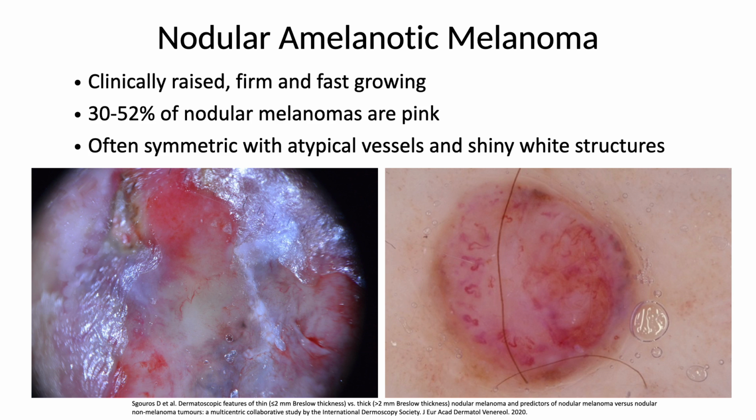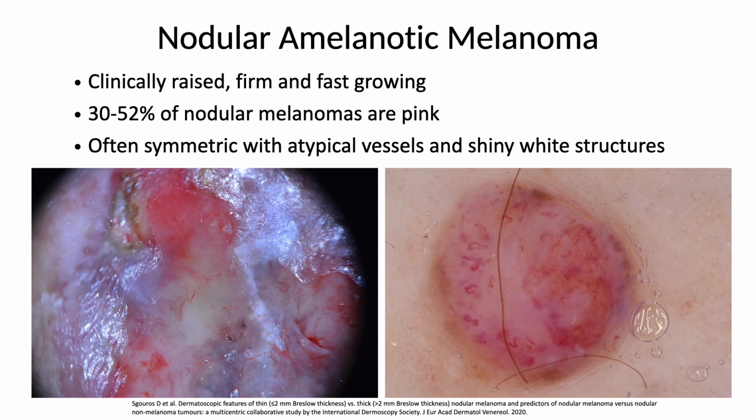Superficial spreading melanomas tend to have more of the dotted vessels, and when we look at these thicker melanomas like nodular melanomas, they have slightly different vessel patterns, but they also have a different clinical appearance. These are firm tumors that appear quickly, grow quickly, and when touched are raised. Of the nodular melanomas, up to half of them are actually pink in color.